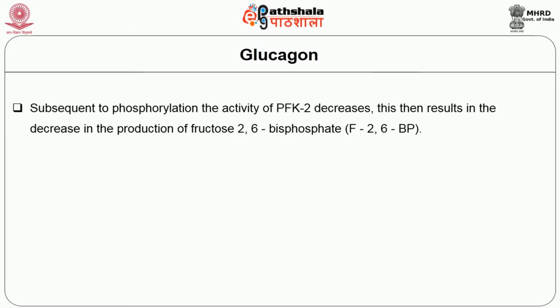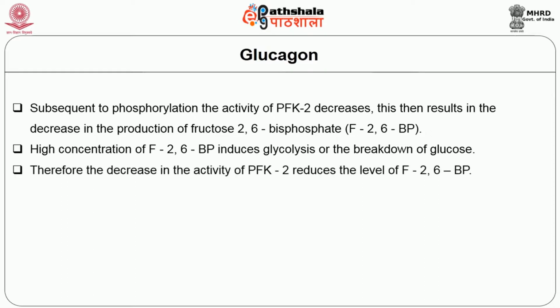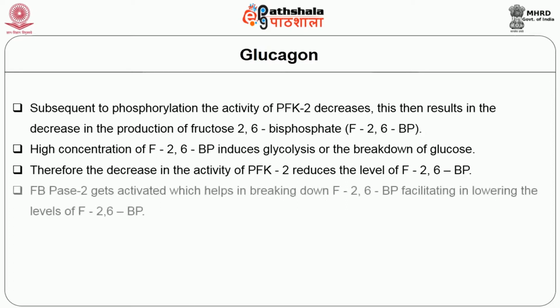Subsequent to phosphorylation, the activity of PFK2 decreases, and this results in the decrease in the production of fructose 2,6 bisphosphate, F2,6BP. High concentration of F2,6BP induces glycolysis, or the breakdown of glucose. Therefore, the decrease in the activity of PFK2 reduces the levels of F2,6BP. Further, FBPase2 gets activated, which helps in breaking down F2,6BP, facilitating in lowering the levels of F2,6BP.